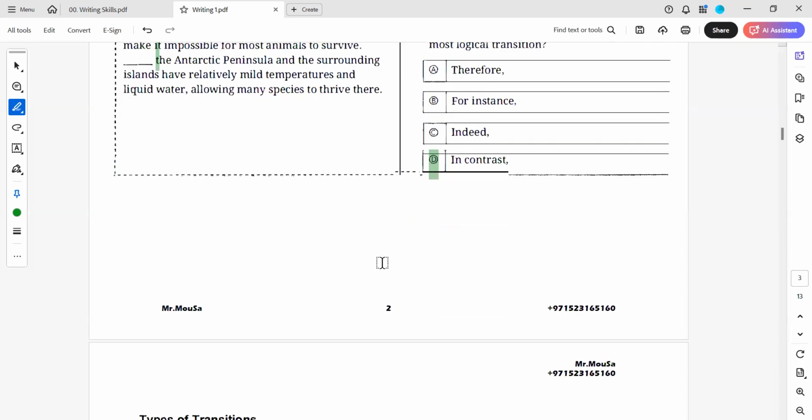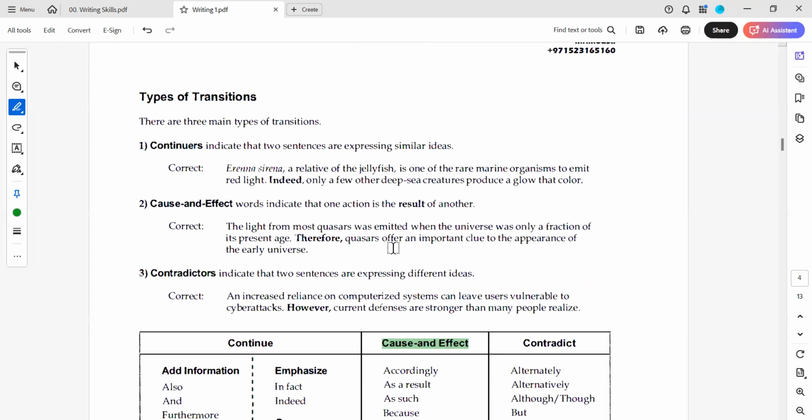Next, we just need to clarify it more. Okay, so next, we'll be emphasizing the three types of transitions and the three different types of relationships. We said we have three relationships. It could be continue, it could be contrast, it could be cause and effect. Continue means here we have similar ideas. In that case, we need to choose a continuer. What do you mean by a continuer? A continuer actually is a transition. It could be used to indicate that two sentences are expressing similar ideas, but they are the same. So here we need a continuer.